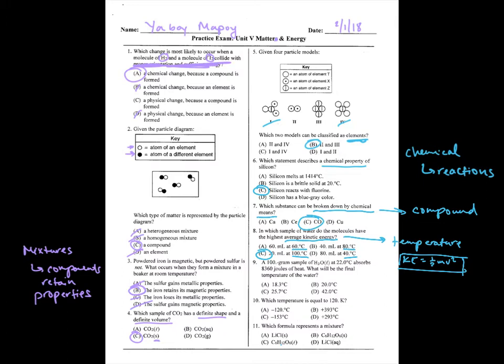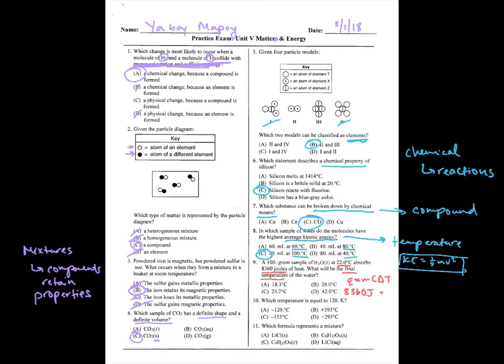Number 9, a 100-gram sample of H2O at 22 degrees Celsius absorbs this much heat. What will be the final temperature of water? So we're looking here at temperature changes, all right? So that means we're using this equation, Q equals mc delta T. Notice here, 8,360 joules. That is heat energy, that's Q.